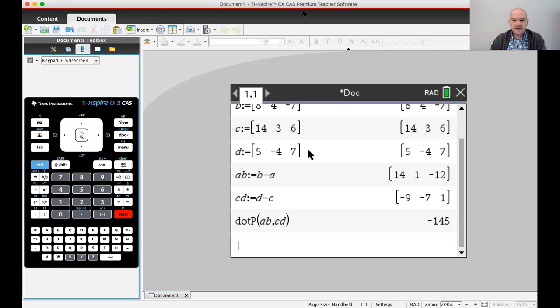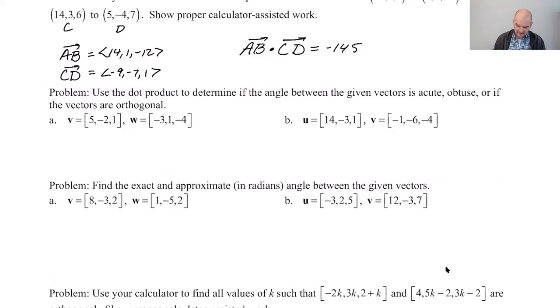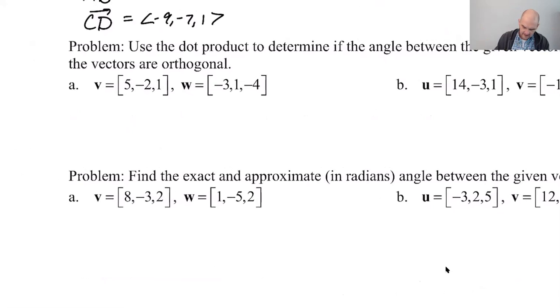All right, let's go back to the notes and see. So if you're not familiar with that, you got to go back to the math analysis notes, because that's where we learned all this stuff. Now we're just in 3 dimensions. We're reviewing it so that we can use it. Use a dot product to determine if the angle between the vectors is acute, obtuse, or if the vectors are orthogonal. All right, so let's do some dot producting.